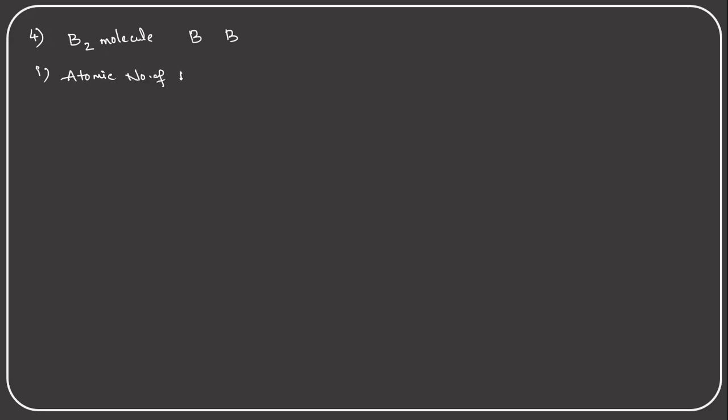The atomic number of boron atom. What is the atomic number of each boron atom? Which is 5, right? 5. And the electronic configuration of each boron atom is 1s2 2s2 2p1. So this is the outermost orbital here.